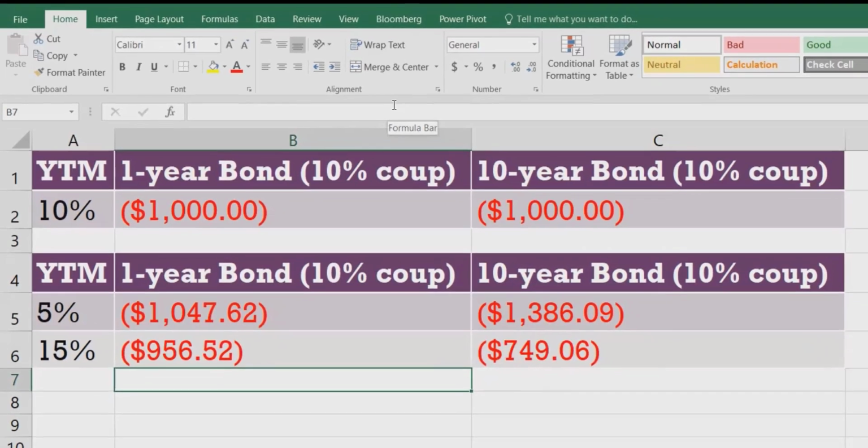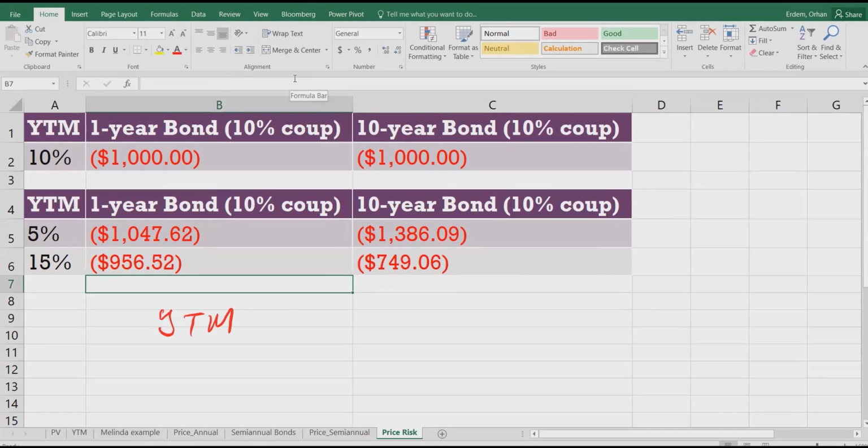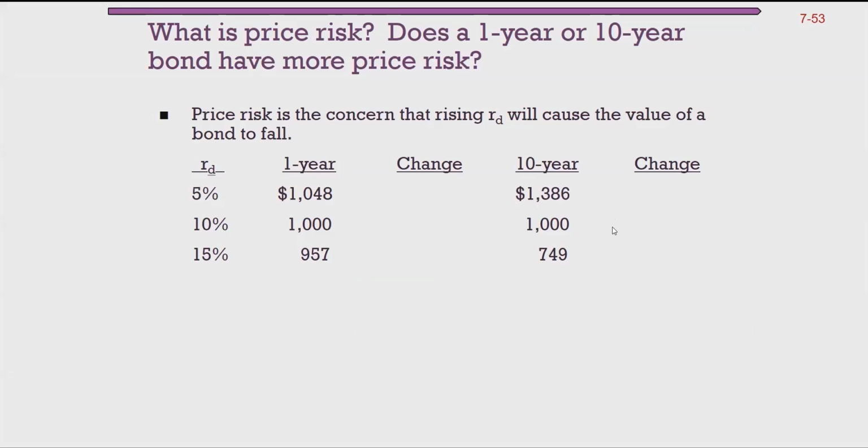So once again, when yield to maturity goes up, the prices go down. When yield to maturity goes down, the prices go up. What we call price risk is that 10-year bond's price change is much higher than 1-year bond's price change. We can show this using a graph. Let's review the change in percentages.